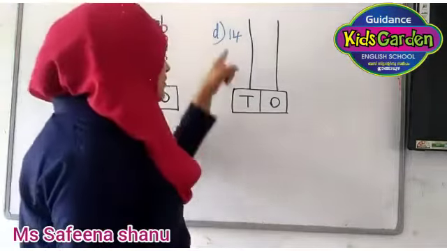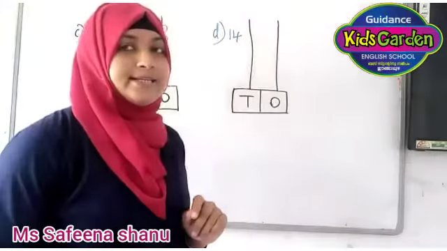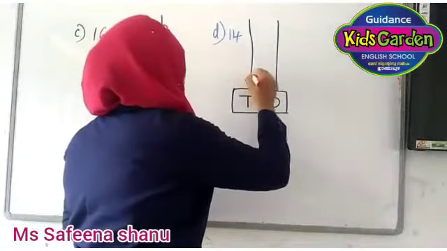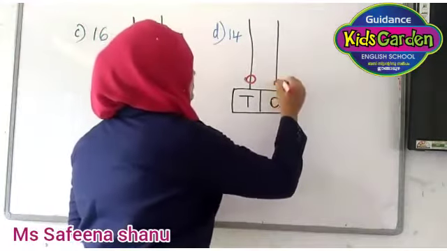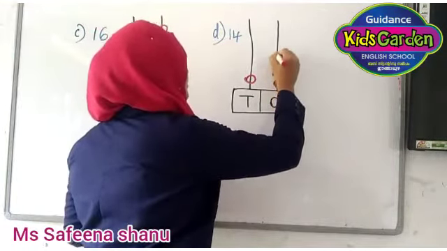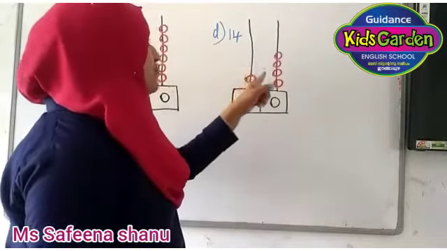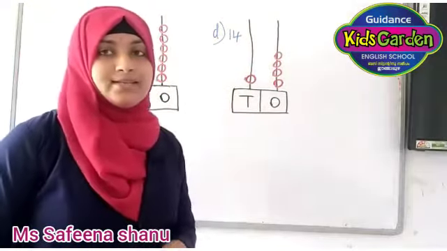Next one here, 14. How many tens here? 1 ten. And how many ones? 4 ones. 1 ten and 4 ones is equal to 14.